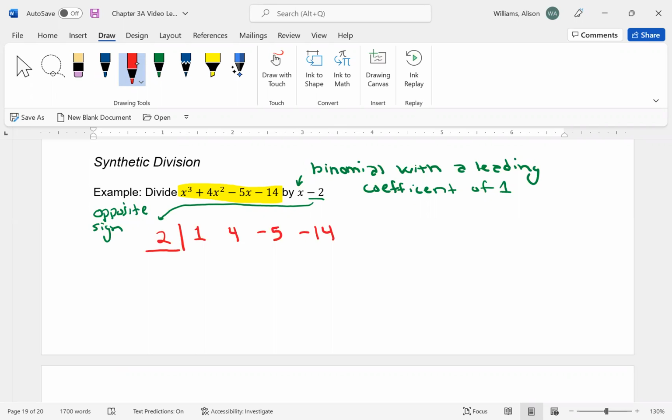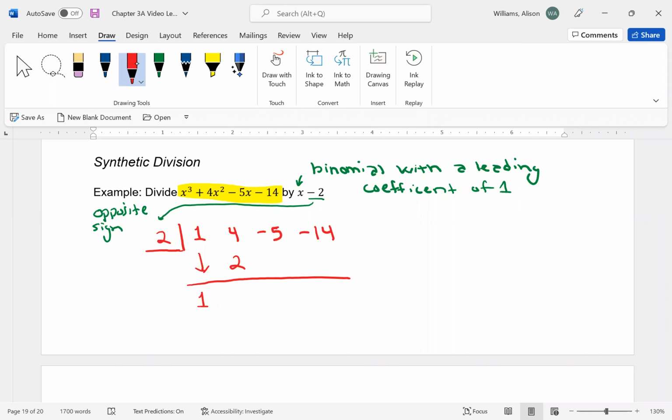Okay, now here's what I'm going to do. I'm going to give myself a little space, and I'm going to bring down the very first term. Always bring down the first term. And whenever it gets below the bar, I'm going to multiply that number times the number in this little box here. So I'm going to take that 1 and times it by 2, which gives me 2. And that I'm going to write in the next column under the next term.